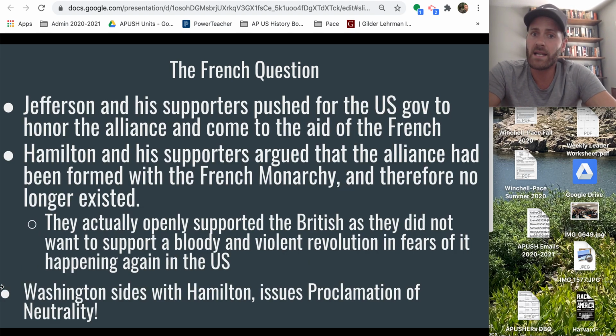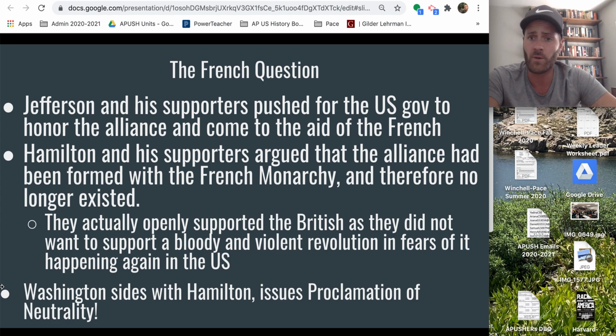So Jefferson and his supporters, right? Jefferson is Secretary of State, so his job is foreign policy, our relationships with other countries. Jefferson and his supporters are going to push for the U.S. government to honor the alliance, to come to the aid and the support of the French like they came to our aid and our support when we needed it. But Hamilton and his supporters are going to argue that the alliance was formed with the French monarchy and therefore no longer existed. Hamilton and his supporters are actually going to openly support the British.